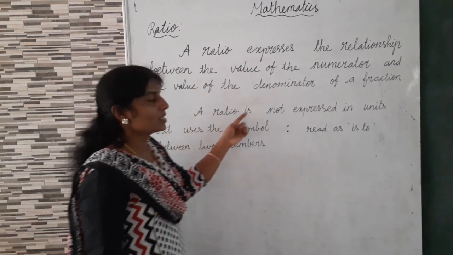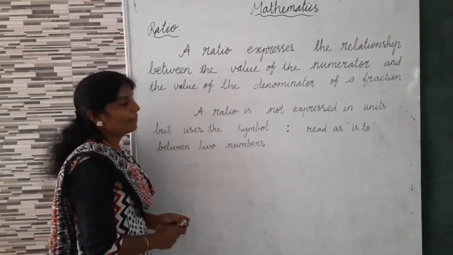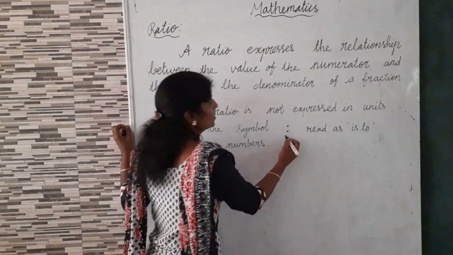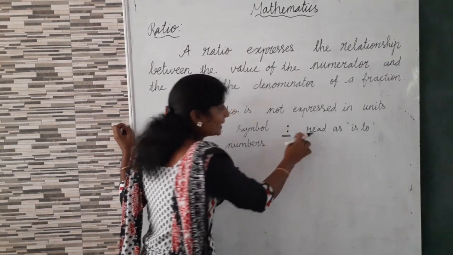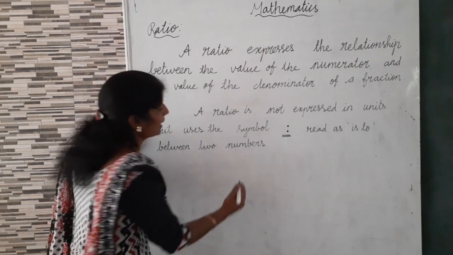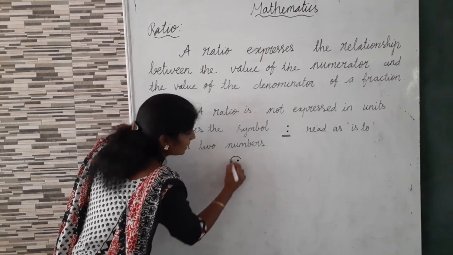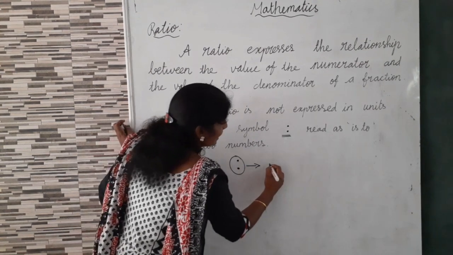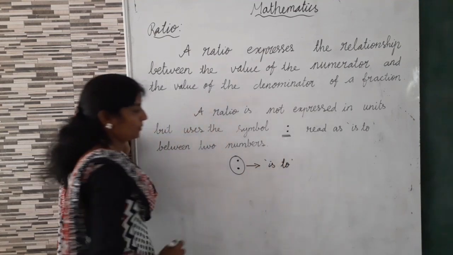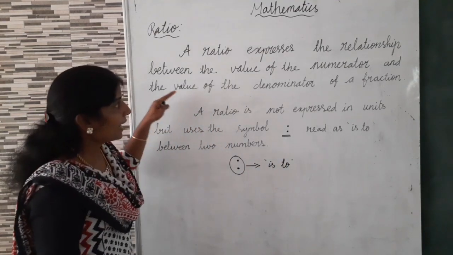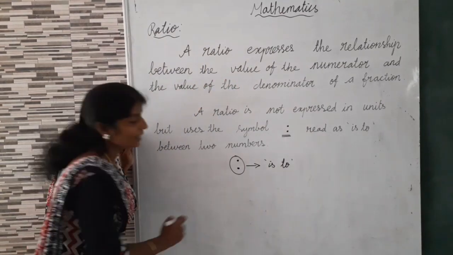A ratio is not expressed in units but uses a symbol. What's the symbol of ratio? These 2 dots. Okay. It is read as 'is to'. This is the symbol of ratio. What's the name of this symbol? 'Is to'. Okay. Now, the relationship between the value of the numerator and the value of the denominator.